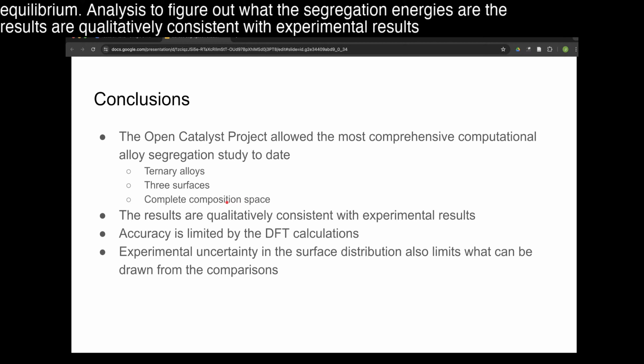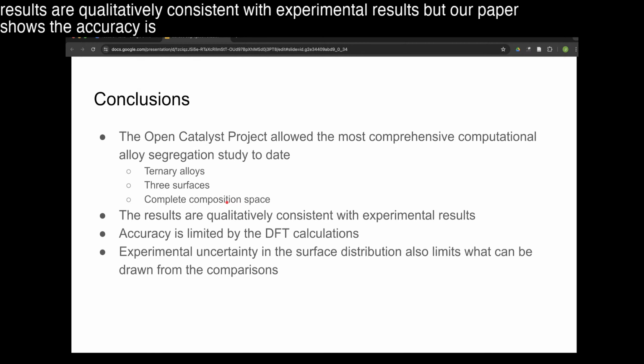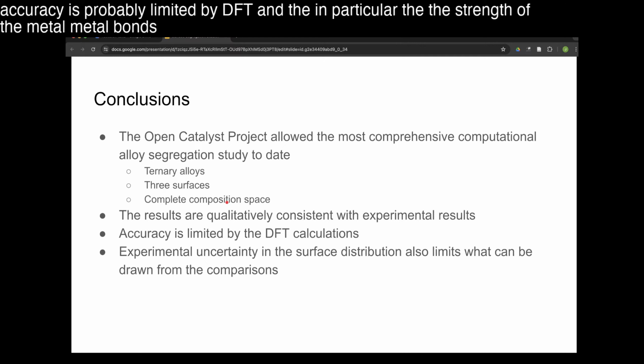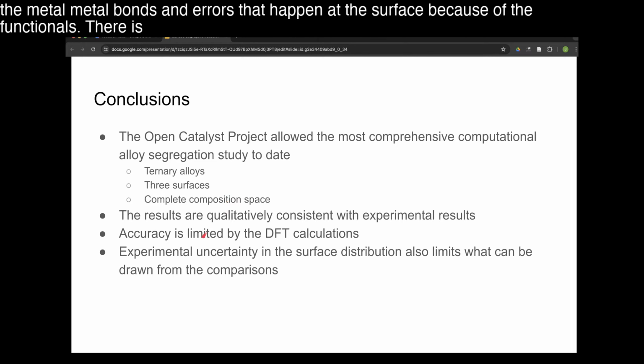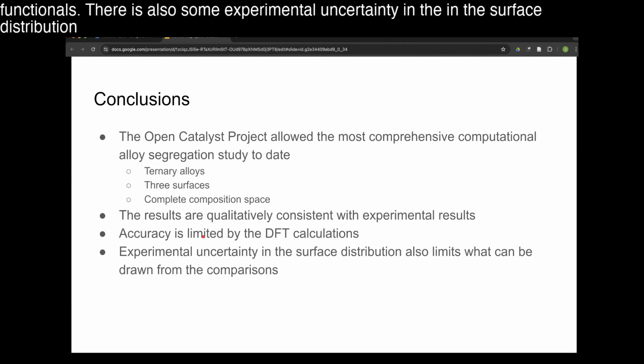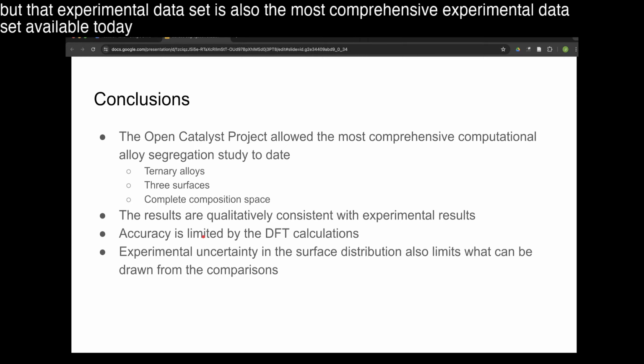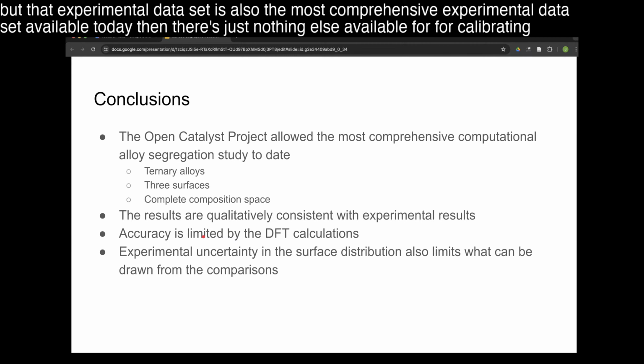But our paper shows the accuracy is probably limited by DFT and in particular the strength of the metal-metal bonds and errors that happen at the surface because of the functionals. There is also some experimental uncertainty in the surface distribution, but that experimental data set is also the most comprehensive experimental data set available today. There's just nothing else available for calibrating these methods.